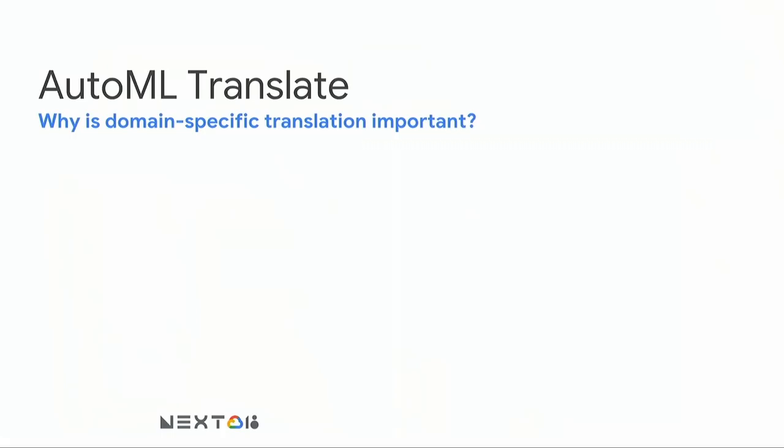There we go. So next, I'm moving right along to AutoML Translate. Before I dive into AutoML Translate, I want to talk about why domain-specific translation is important. Because oftentimes, using our Cloud Translation API works great for many use cases. But there are certain situations where you do need domain-specific translation. Maybe you have a lot of industry-specific jargon that you need to translate.